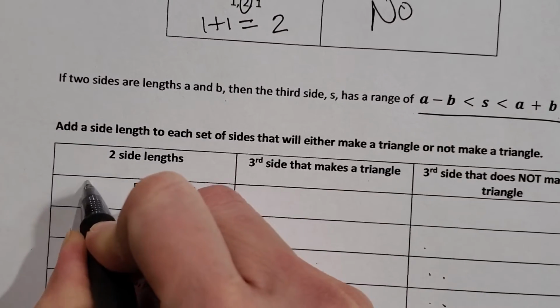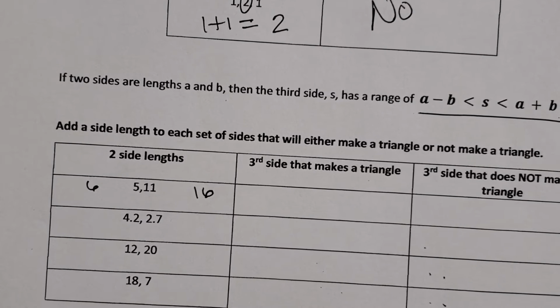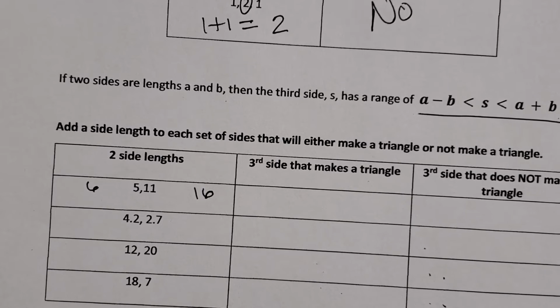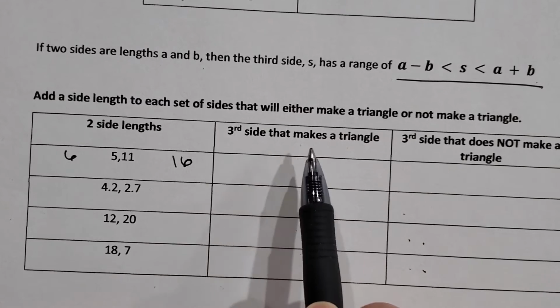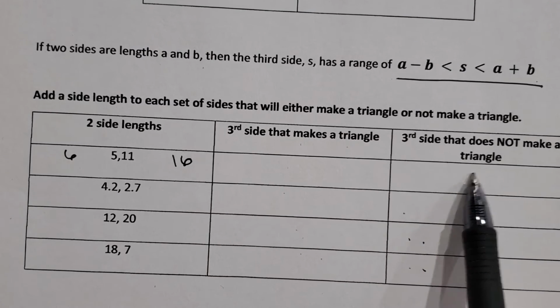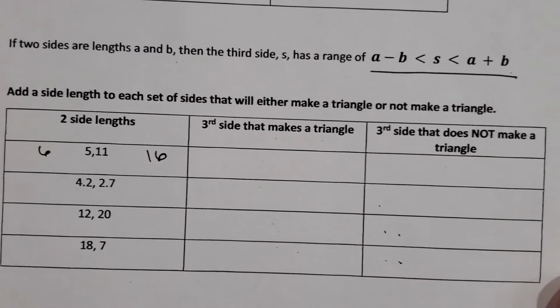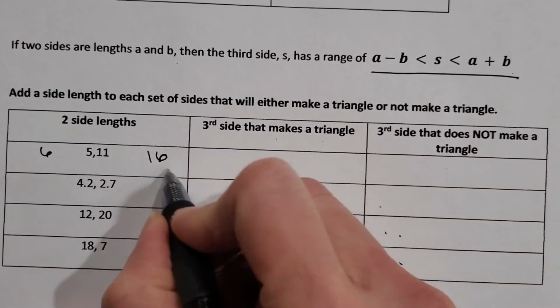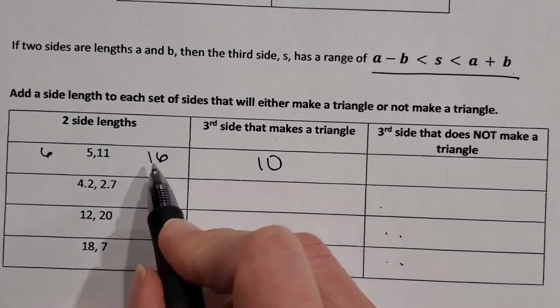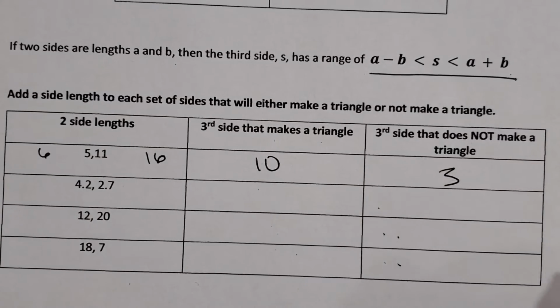And if I subtract, I get 6. So to make a triangle, I would need a number between 6 and 16, and a number 6 or less, or 16 or greater, would not work. In this little chart, you pick a number for the third side that would make a triangle, and a number for the third side that would not. Once I add and subtract, that makes it really easy. I'll pick a number between 6 and 16, say 10. That works. And then a number on either side, so I'll pick 3, or you could pick 20.